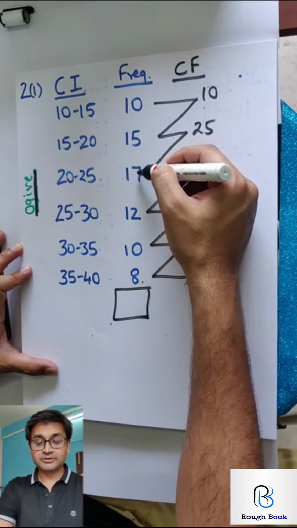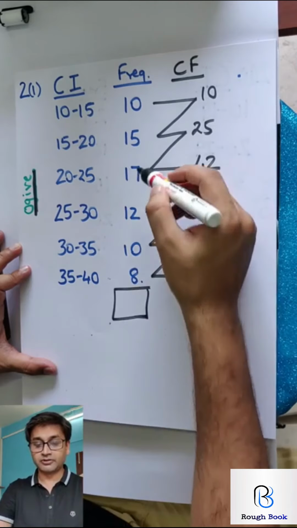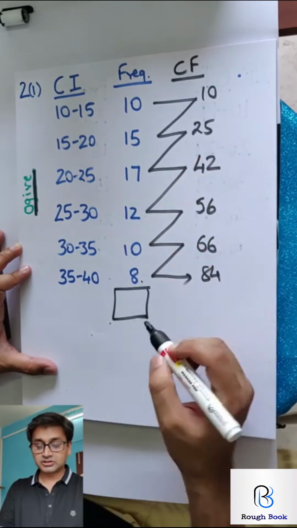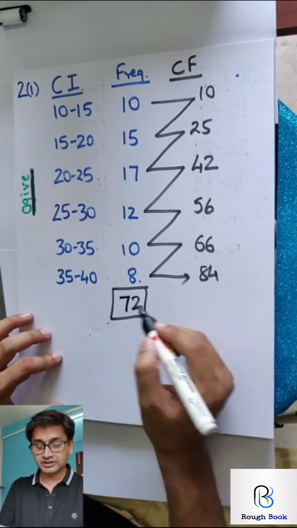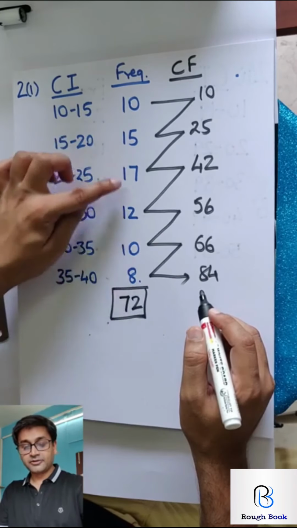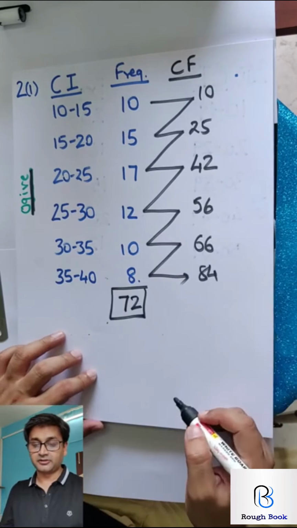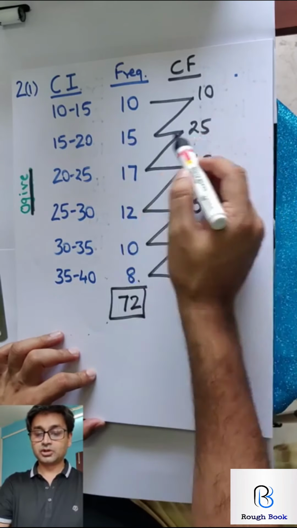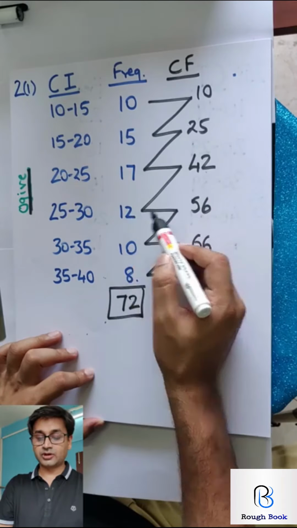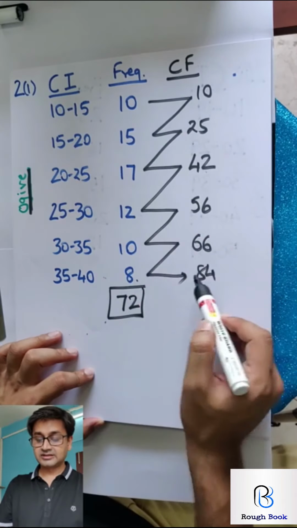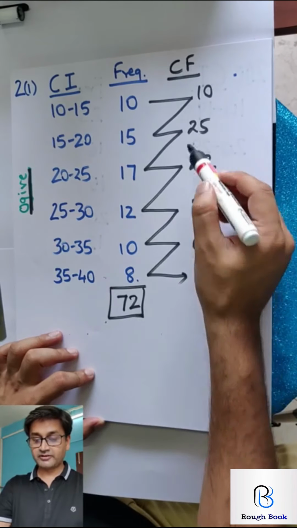So let's check. 5 plus 7, 12, 13, 14, 14 plus 8, 22. Oh, something is wrong. Once again, 12 plus this 22, and so on. I got 72. Did you get the same? How did I get 84? I must have messed up somewhere. So 25, 35, 42. Correct. 42 plus 12, 56. 66. 66 plus 8 should be 74. But still I get a different value over here. So where have I messed up?